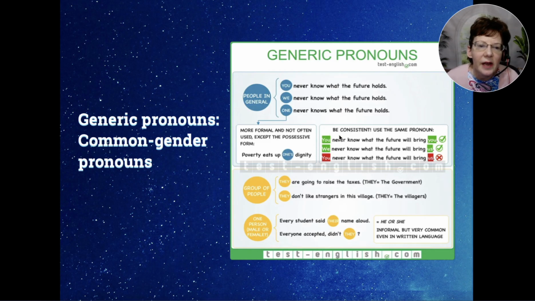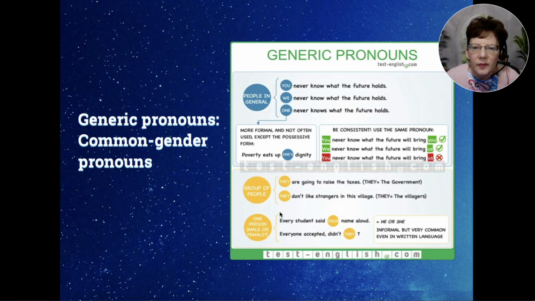Okay, we have to be consistent though, using the same pronoun. For example, we never know what the future will bring us. See that? Us relates to we, or corresponds. And then in this one where it says, you never know what the future will bring us, that's wrong. They have to correspond, and it would have to be we with us, not you with us.